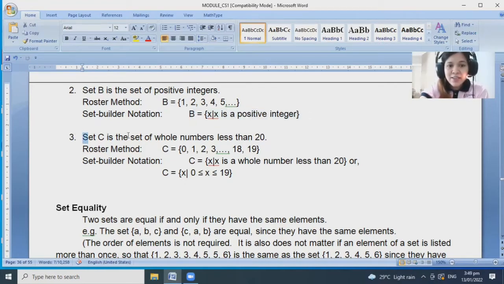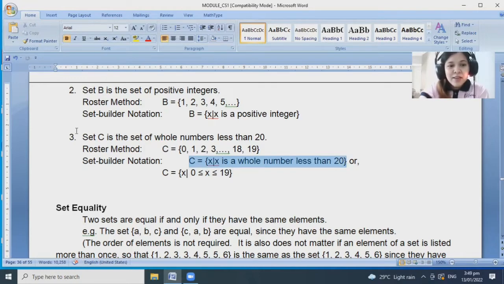Number 3, set C is the set of whole numbers less than 20. Roster method, isa-isahin mo. Set C is equal to 0 until 19. Then set builder notation, set C is equal to x is a whole number less than 20. So in words na lang, para hindi kayo mahirapan. Huwag na itong set notation, algebraic form ito eh. You read this as set C is equal to x is greater than or equal to 0 but less than or equal to 19. Kung hindi marunong magbasa, ito na lang isagot ninyo. Sapat na ito, pero dapat laging singular form.